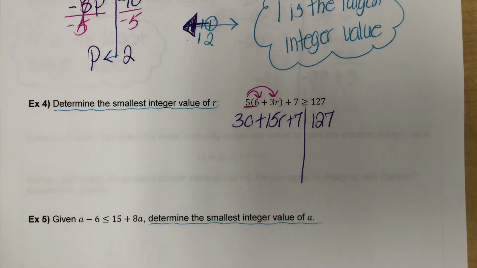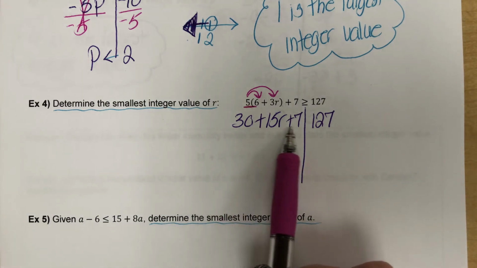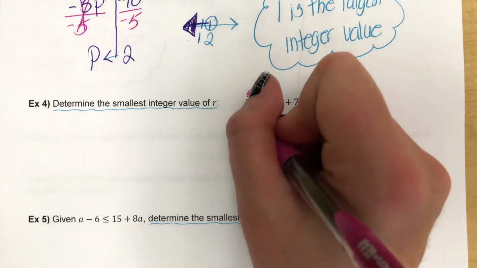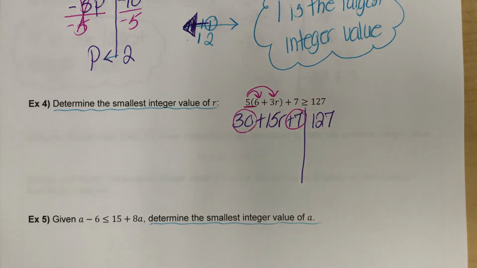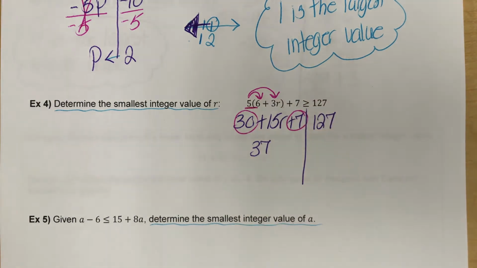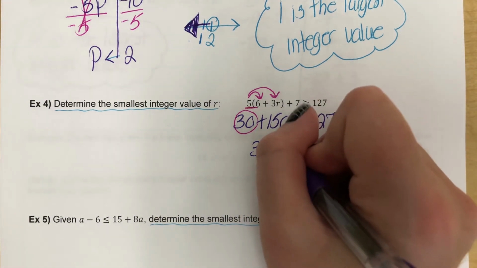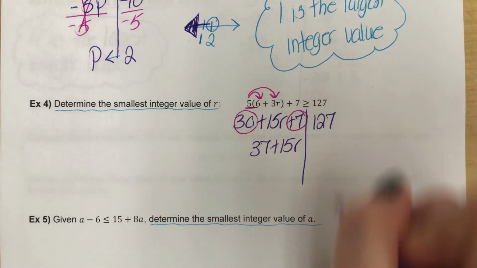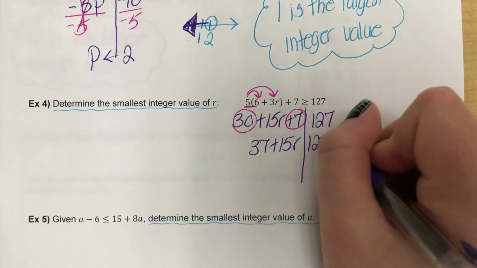Now I go back. This looks pretty busy, so I'm gonna look for like terms. Well, 30 and 7 I can always put together because they're numbers. 30 plus 7 is 37. I bring down that positive 15R, and I'm also gonna bring down the 127.